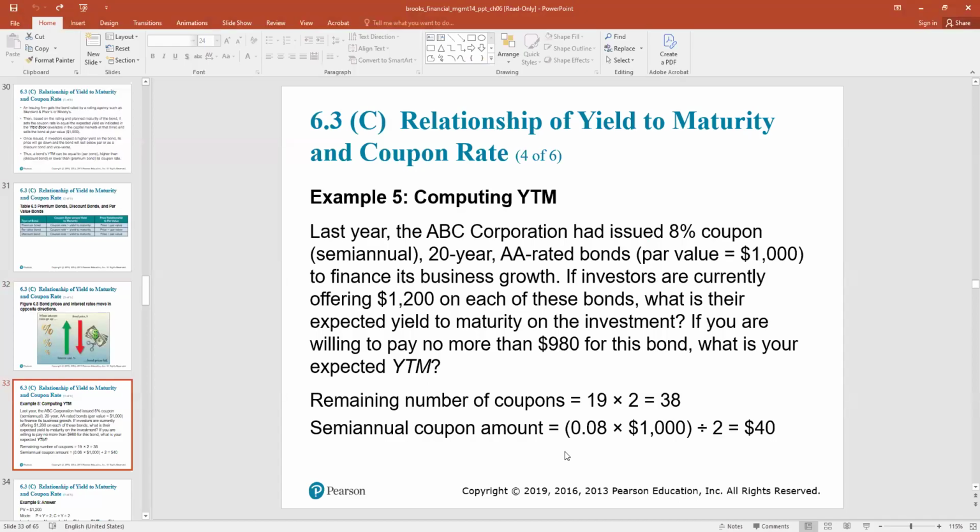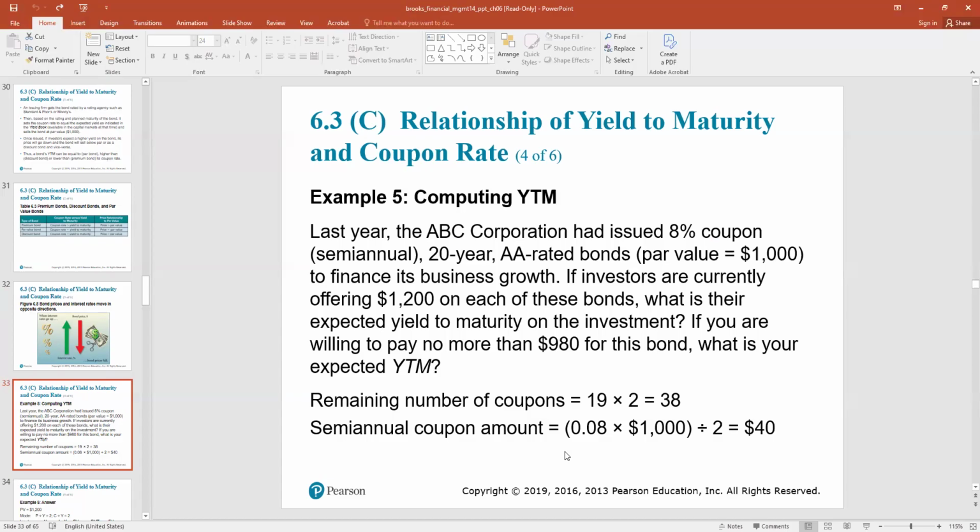So last year, ABC Corporation issued 8% coupon semi-annual, 20-year, AA rated bonds at a par value of 1,000 to finance its business growth. If the investors are currently offering 1,200 on each of these bonds, what is their expected yield to maturity on the investment? If you're willing to pay no more than $980 for this bond, what is your expected YTM then?